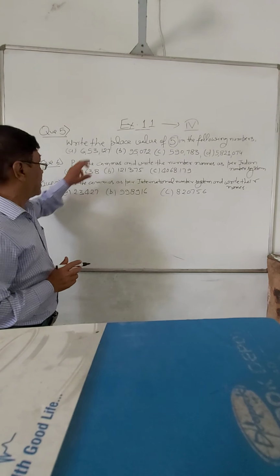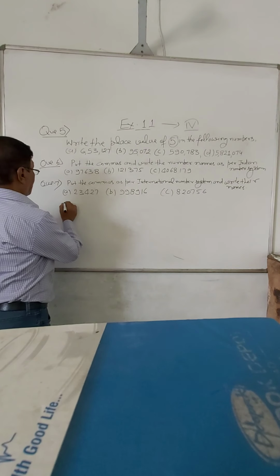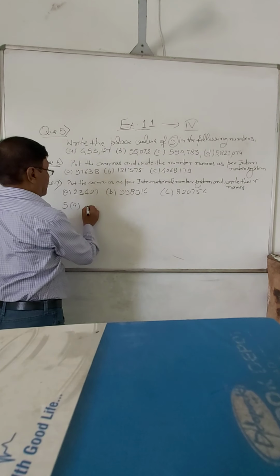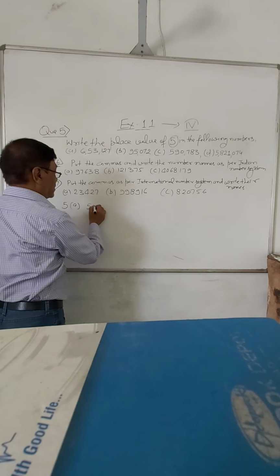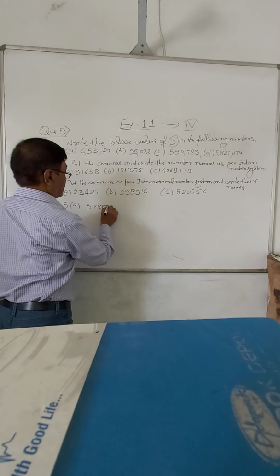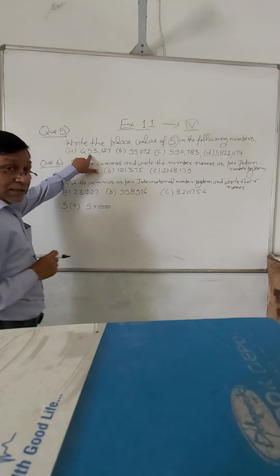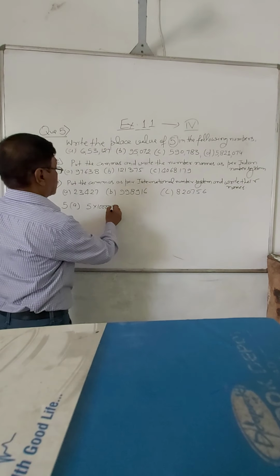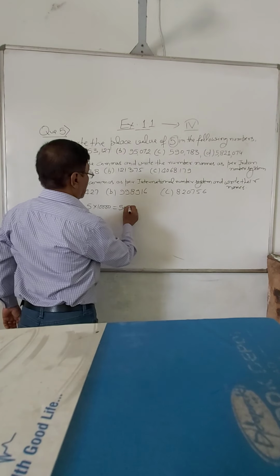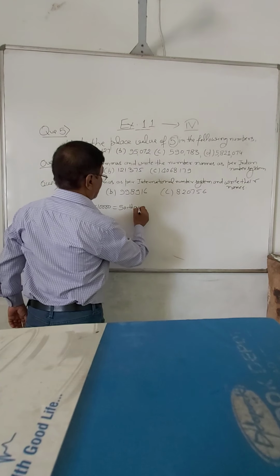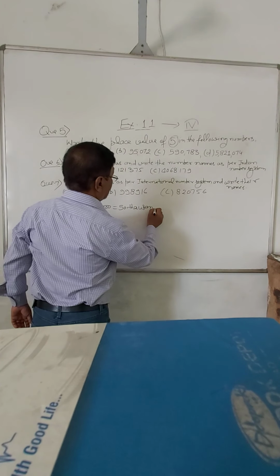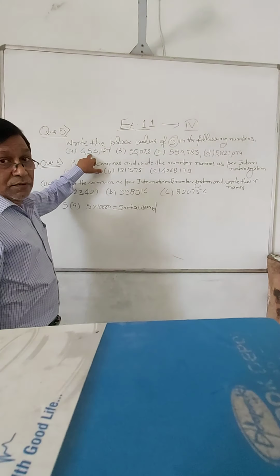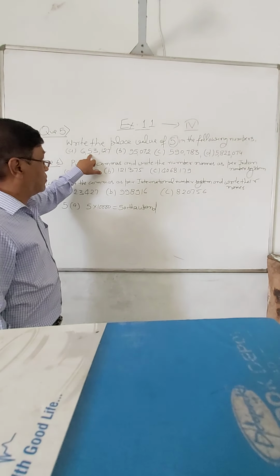So it will become the question number 5A. What will the place value become? 5 into 10,000, because it is coming on the 10,000 place. So multiply this number 5 into 10,000. So this will become 50,000. So the place value of 5 will be 50,000.